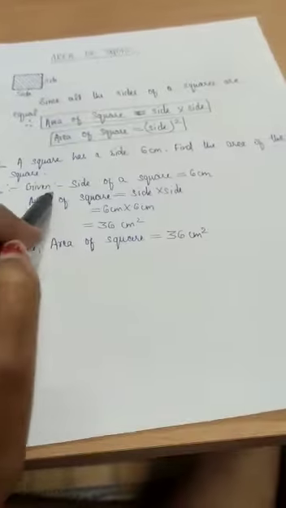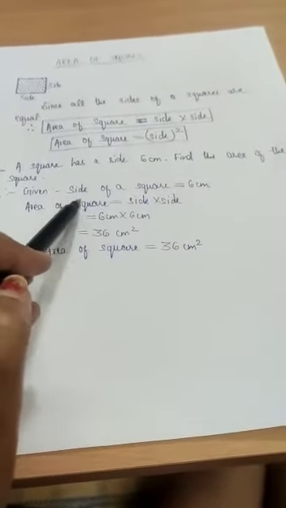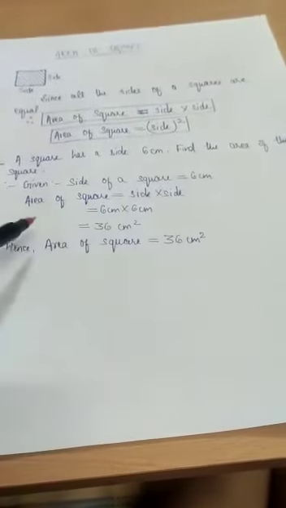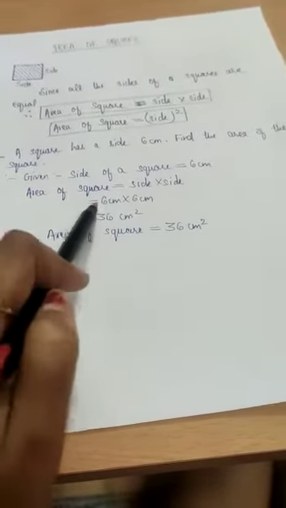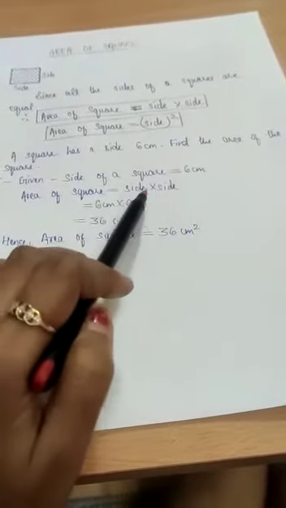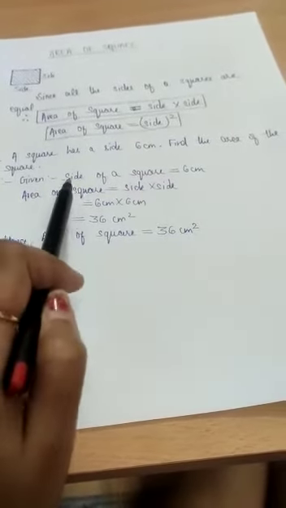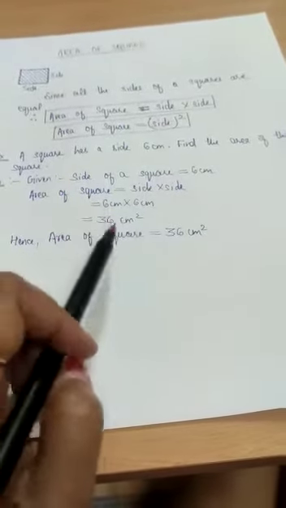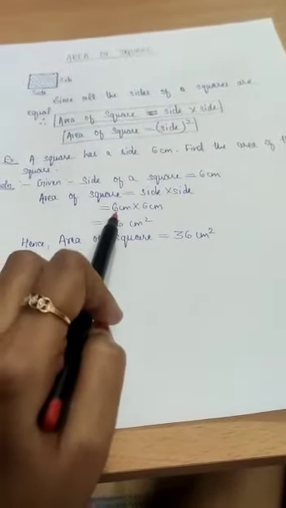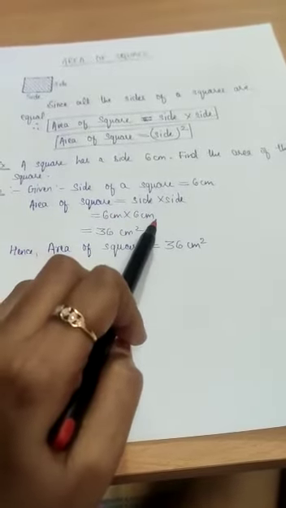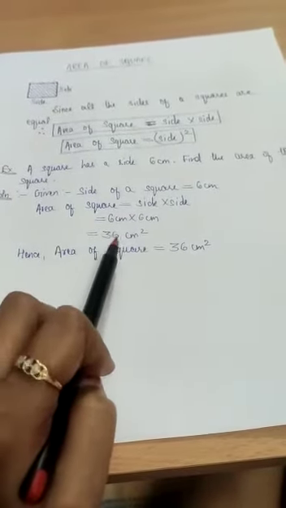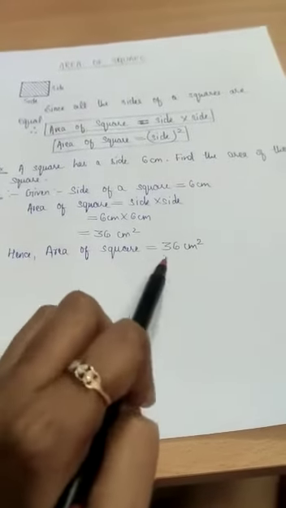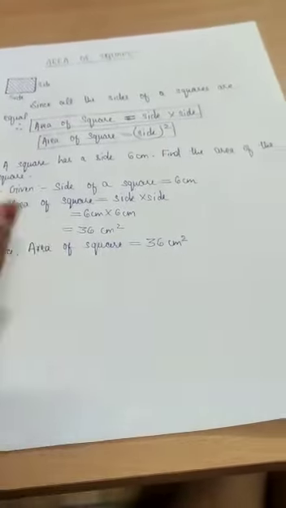Solution. Given, what is given? Side of a square, that is 6 centimeter, and we have to find the area of the square. Area of a square is given by side into side, so we put the value of the side, that is 6 centimeter. So 6 centimeter into 6 centimeter, we will get 36 centimeter square. Hence, the area of the square is 36 centimeter square.